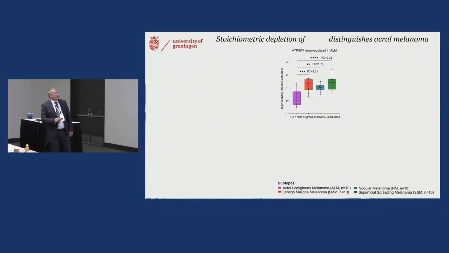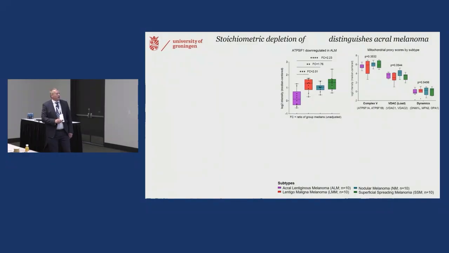So finally, we have also seen one protein going down. This was the ATP5 inhibitor factor 1 with respect to all the other melanomas, and this factor is acting in mitochondrial complex 4. And first we wanted to see if it's also related to the number of mitochondria.